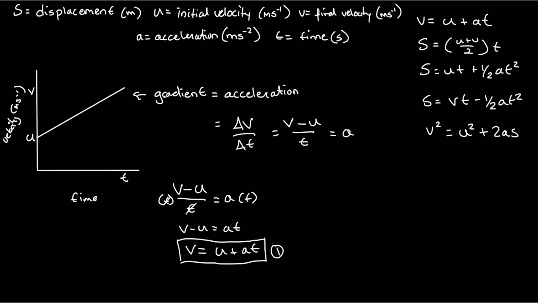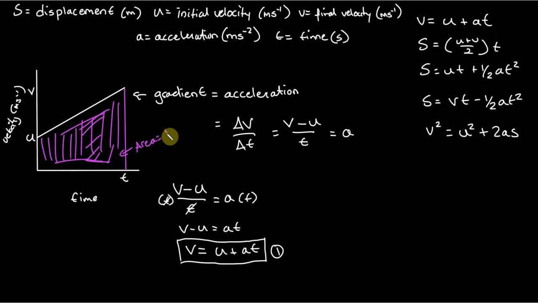And I suppose it's important to point out and to understand that the area under this line, which I'll highlight in purple, the area here equals displacement. And I'll write it this way: area equals displacement. It's a bit messy, but sure it's legible enough.